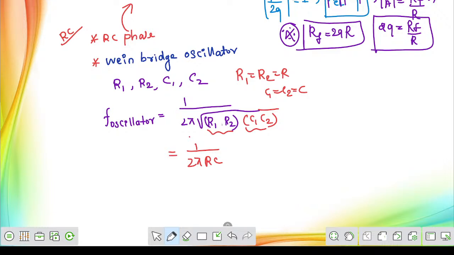Why, sir? R1 will be equal to R2, no? This will become R square. C1, C2 will become C square. So you can take it out. Your formula for the frequency of oscillation will become simply 1 by 2 pi RC. That is another most important formula.